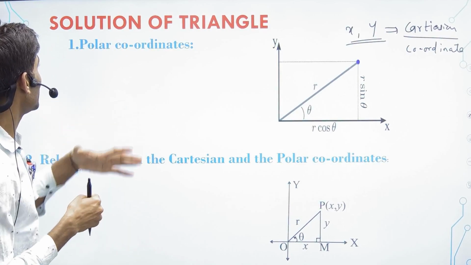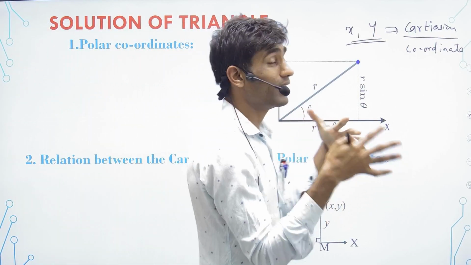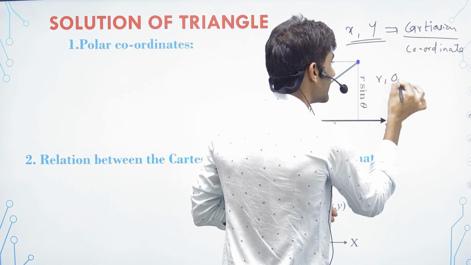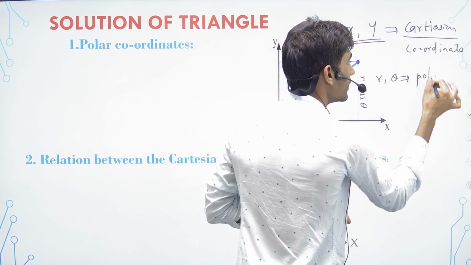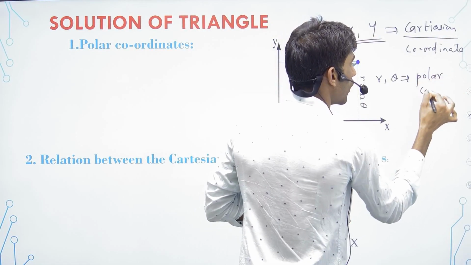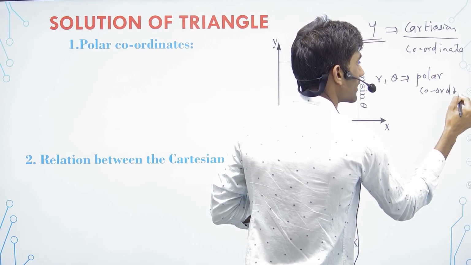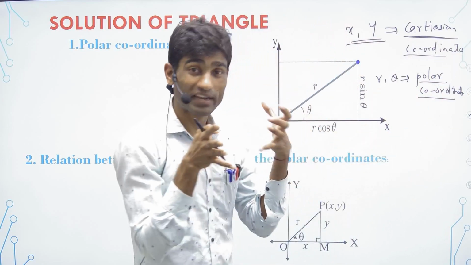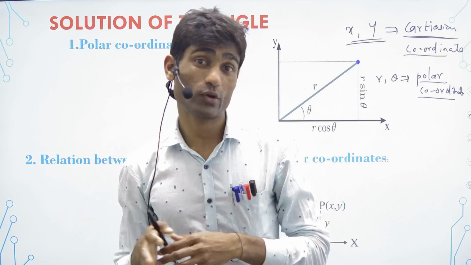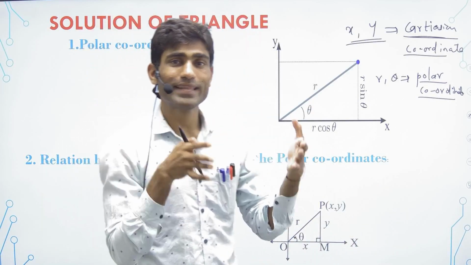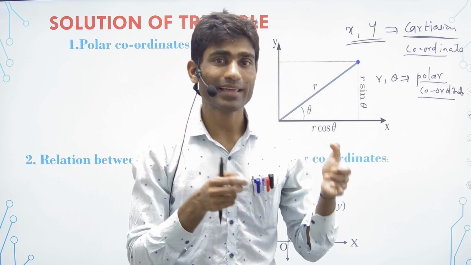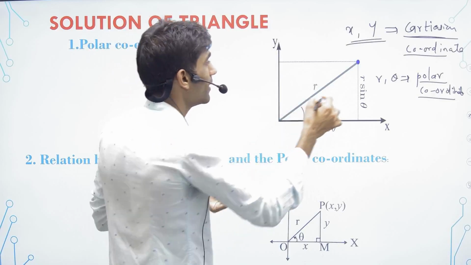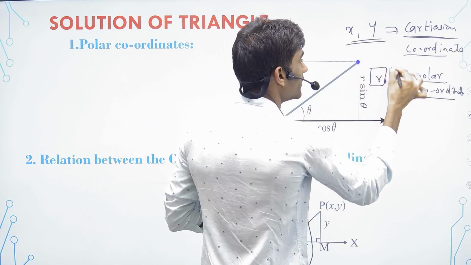When we have the value in the form of r and theta, like r theta, we consider it as the polar coordinate. I hope you all have understood how the Cartesian coordinate looks and how the polar coordinate looks. In your exam, you will be given the values of x and y, and then you have to find the value of r and theta.